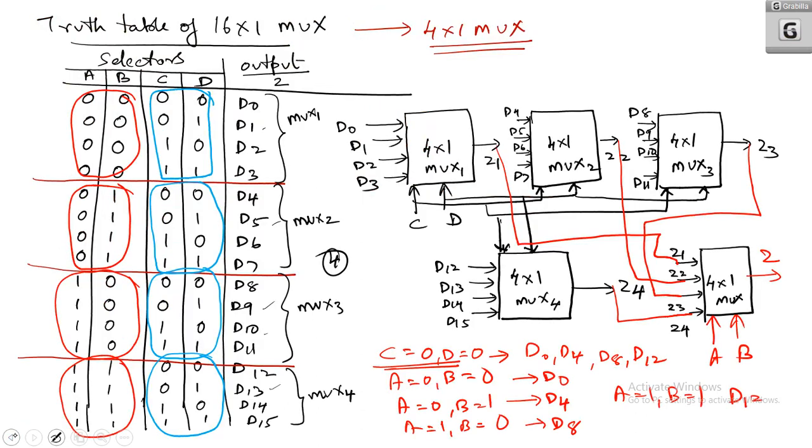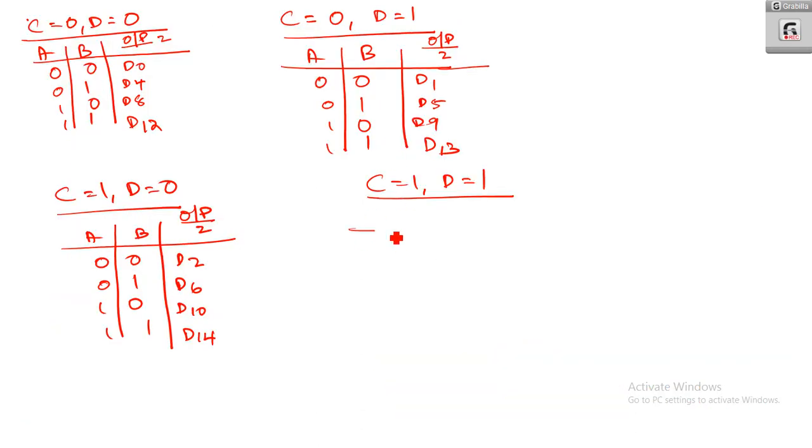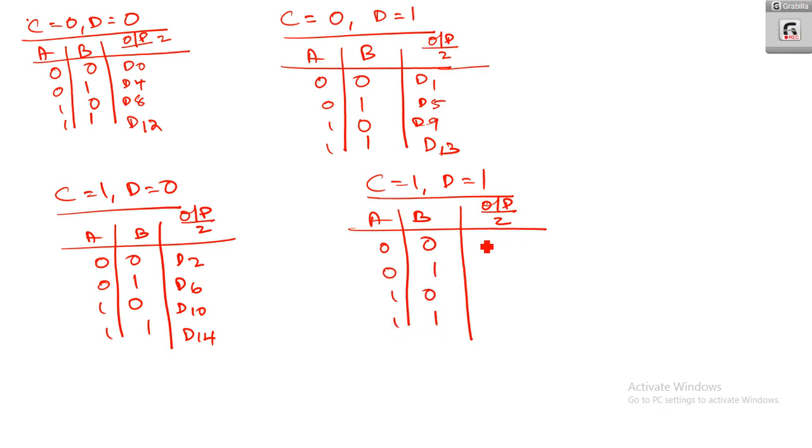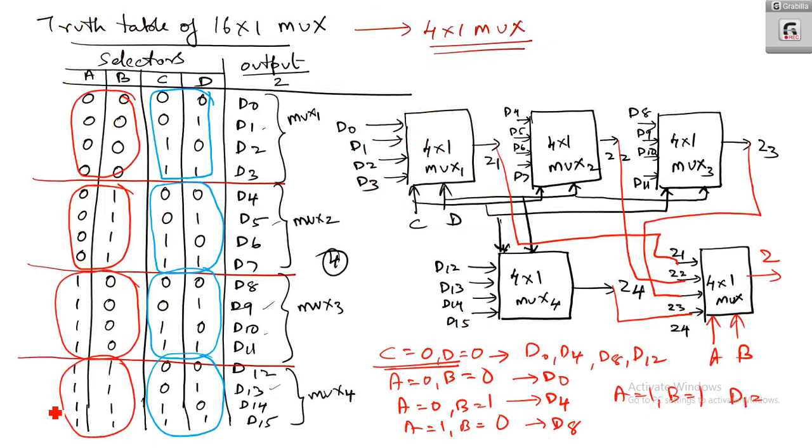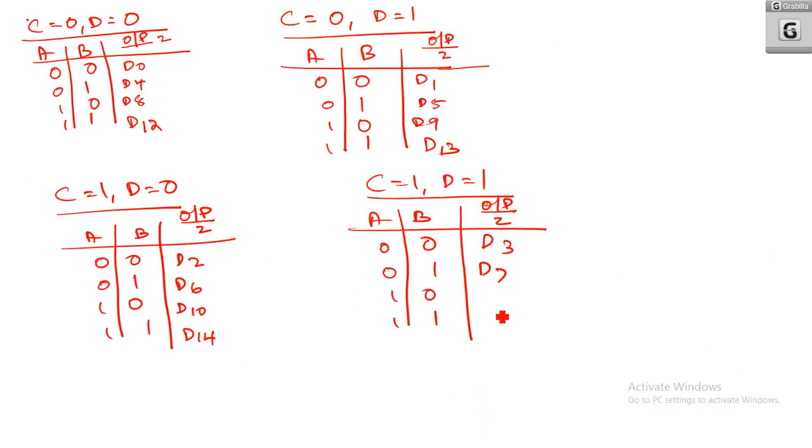Again, when C is equal to 1 and D is equal to 1, that is the last case. Depending on the values of A and B, you can select, right? So A, B is there, that is selected, and what is the output? That is the question. So we are having 0, 0; 0, 1; 1, 0; 1, 1. So you can select D3, D7, D11 and D15.